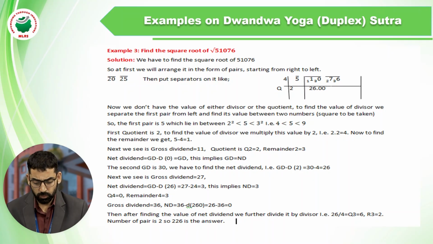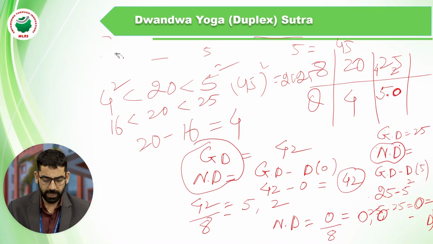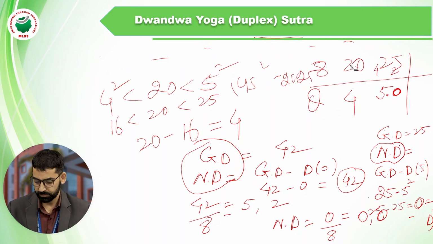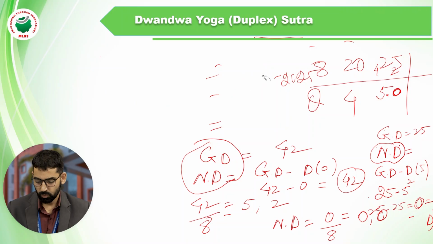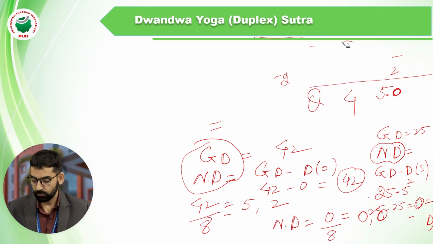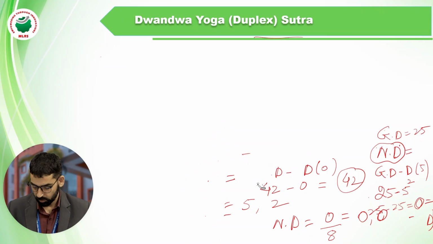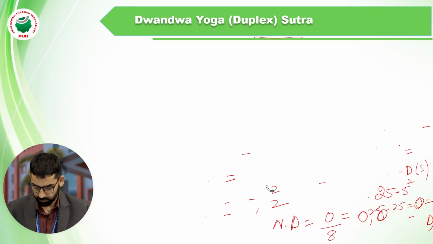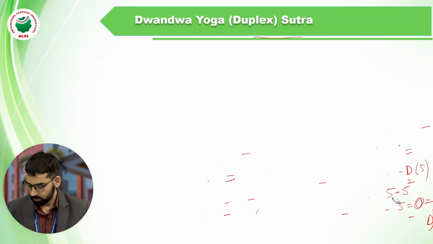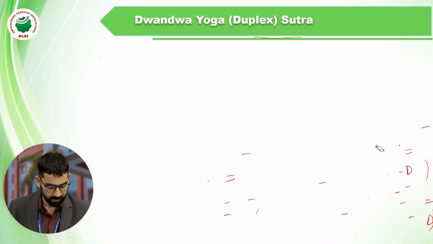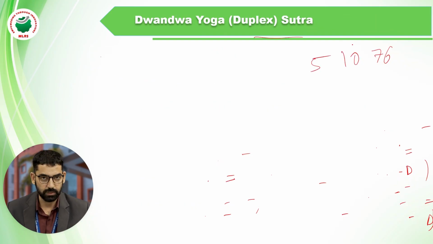So here what we do first is we arrange the number in the form of pairs. Again you have to pair this number. I think we are taking a lot of time in this video, so we will go into the details quickly to find the square root of the 5-digit number. So here you can see clearly that 51076 is the number. So form the pairs. This is 76, this is 10, and this is 5. This is a 5-digit number.